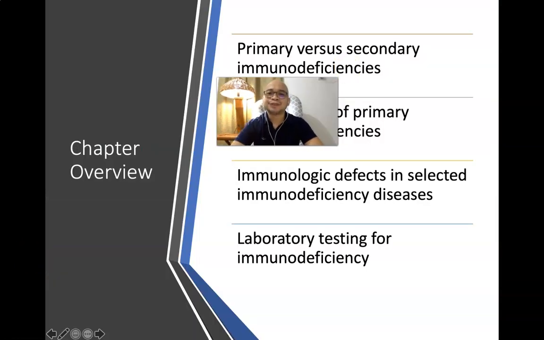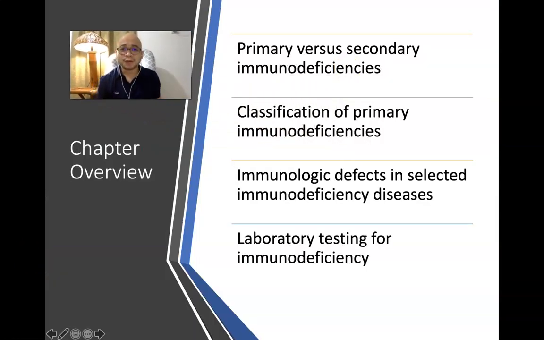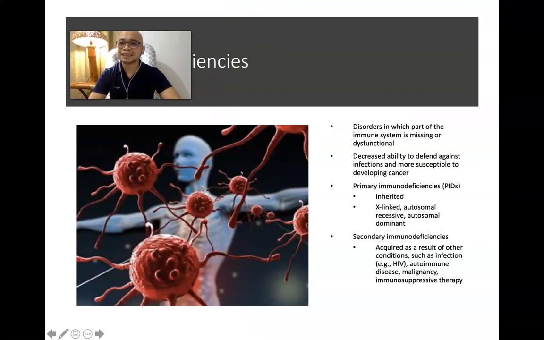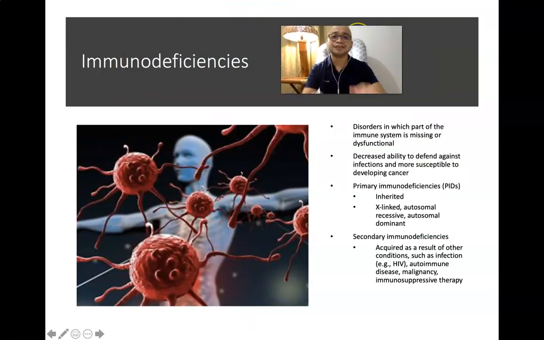Okay, so for the chapter overview, we will be enumerating the differences between the primary versus the secondary immunodeficiency diseases. And then, of course, what are the different classifications of primary immunodeficiencies, the different immunologic defects in selected diseases, and the laboratory testing for immunodeficiency. So let's discuss first what we mean by immunodeficiencies.